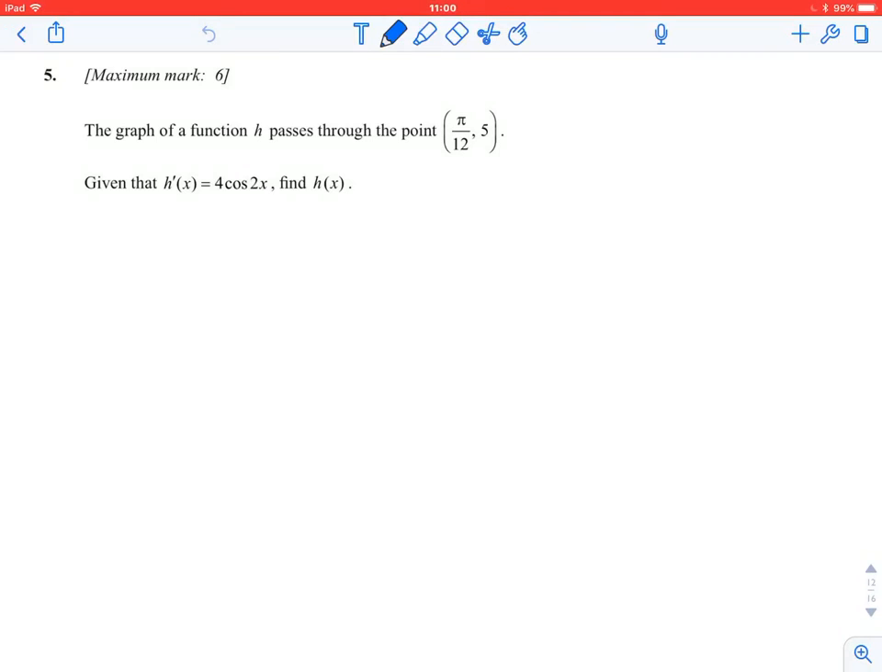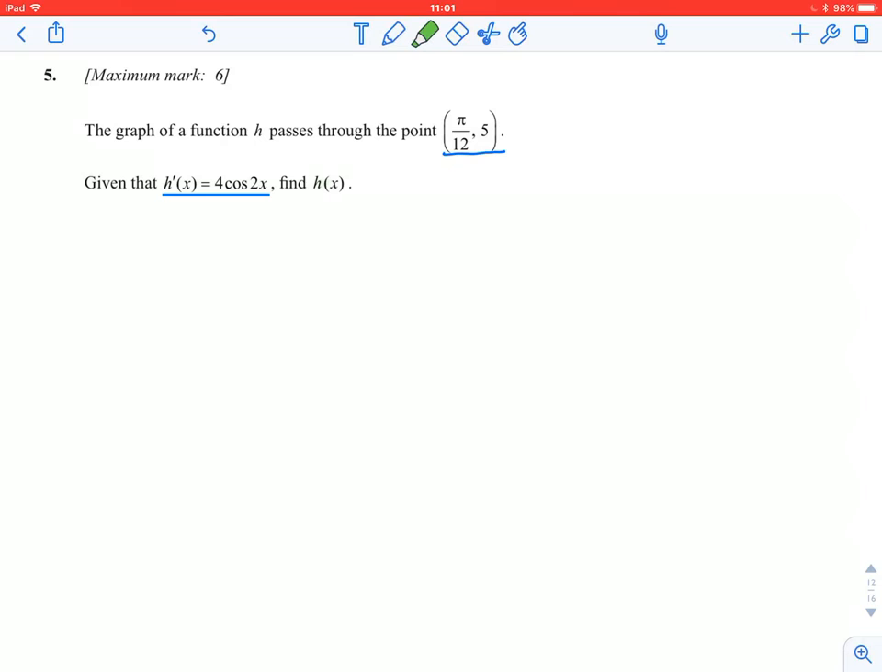This question is question 5 from the 2014 paper 1, time zone 2. So we're given the graph of a function. Actually, we're not given the graph. We're given that the graph of the function passes through the point, not actually knowing what that graph looks like. And we're also given an equation for the derivative of that function, and we're asked to find h of x.